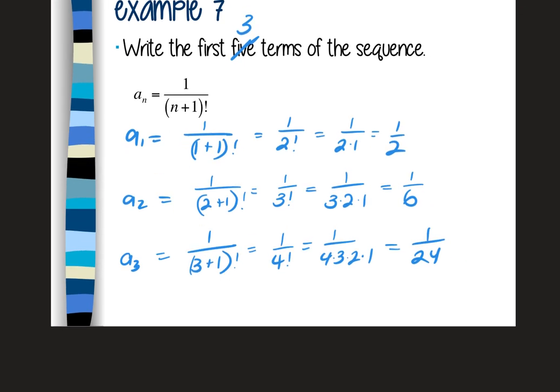And we would list them 1/2, 1/6, 1/24. Right?